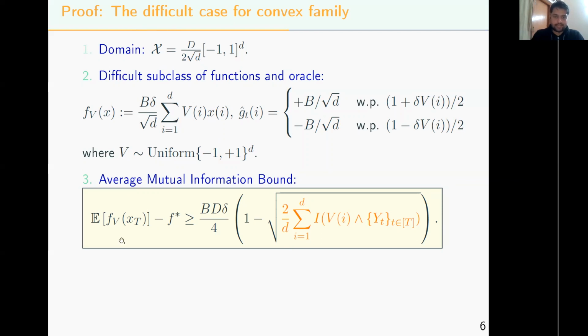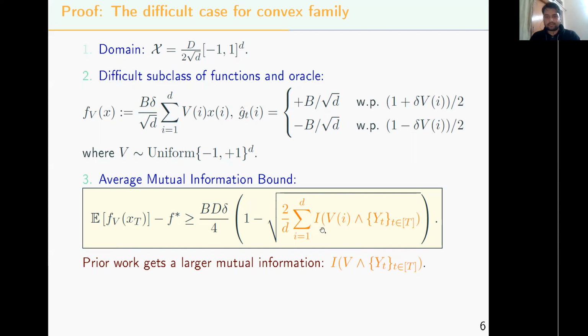But there is an inherent bottleneck in estimating this parameter V, so optimizing the function should also be difficult. And this is all captured in this bound. The key part of this bound is the following quantity here. The fact that we could get a coordinate-wise mutual information term, as opposed to the standard mutual information term which you see in previous works, meant that this is a smaller quantity and it's easier to bound.